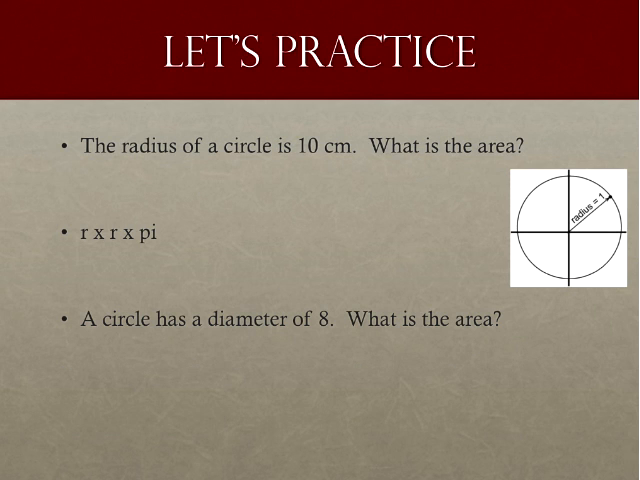We're going to practice this a little bit, so let's take a look at our next page. The radius of a circle is 10 centimeters. So what is our area? So let's try and figure that one out. The radius of a circle is 10 centimeters. What is the area? So what we'll be doing is, okay, radius is 10 times 10 times 3.14.